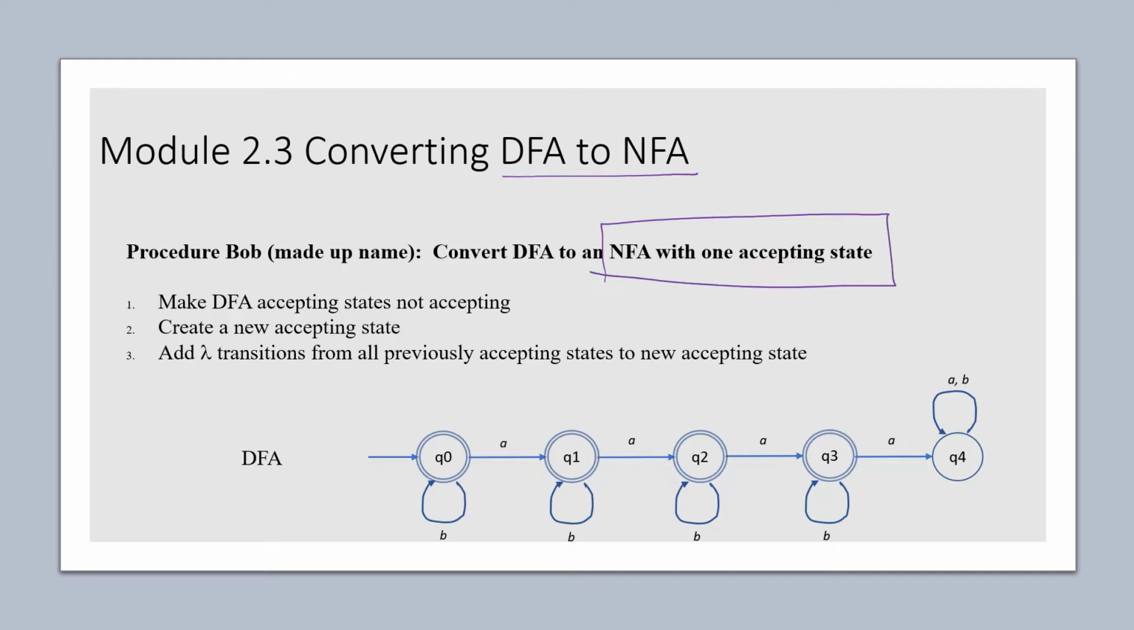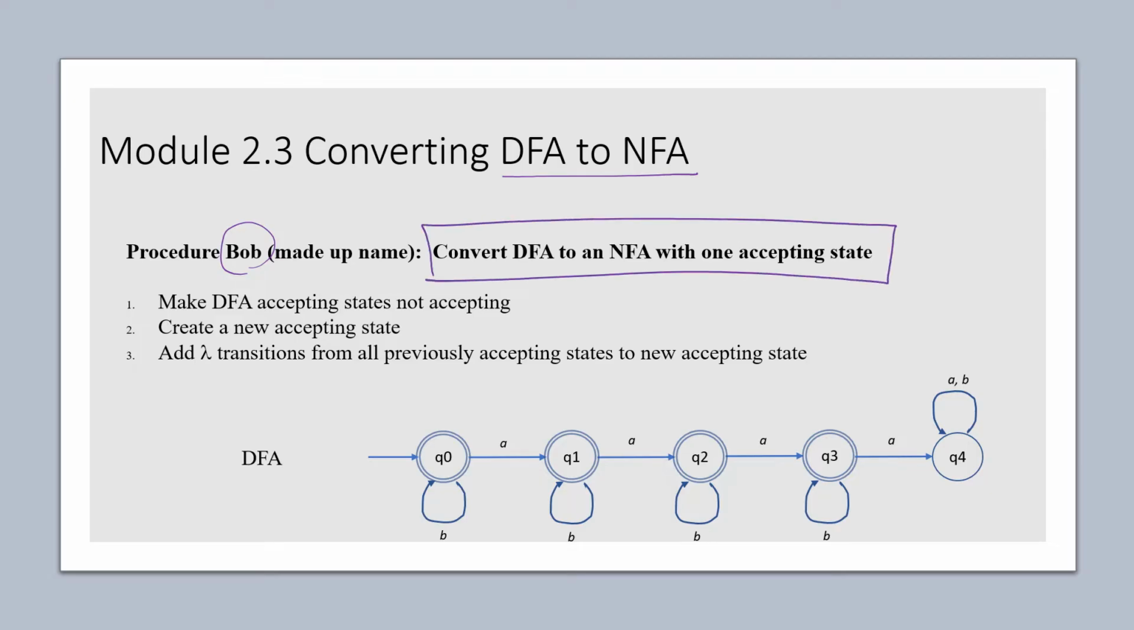It takes 3 steps, and the name of this procedure could be called Convert DFA to NFA, but I made up a name and I'm calling it Procedure Bob. Only in this class will we know what Procedure Bob is, and if I say Procedure Bob, you should know what I'm talking about. That means to convert a DFA to an NFA with one accepting state. Don't confuse this with Procedure Mark. That's something to reduce the number of states. Procedure Bob is just a made-up name. If you don't like to use Procedure Bob, this is called the procedure to convert a DFA to an NFA with one accepting state. Okay?